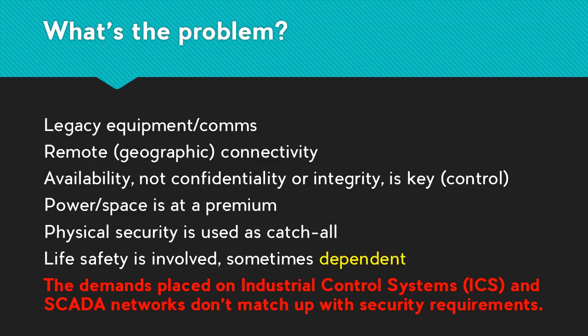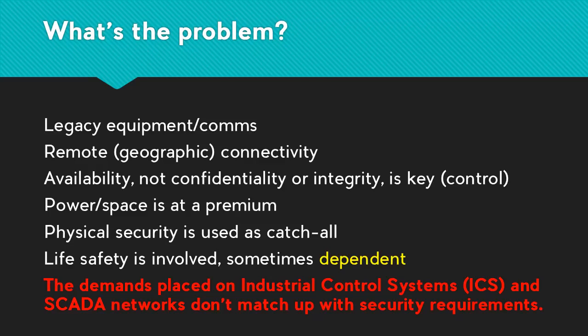Usually in InfoSec we talk about the CIA triad, the confidentiality, integrity, availability. InfoSec focuses primarily on confidentiality and integrity. If the data is not available for a period of time, it's bad, but it's not as bad as if it's been compromised or breached or modified.